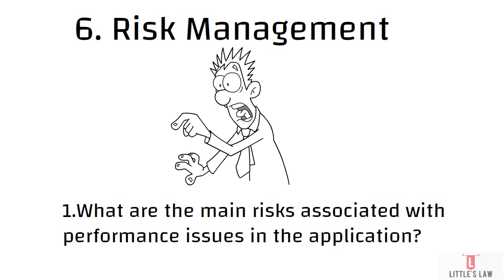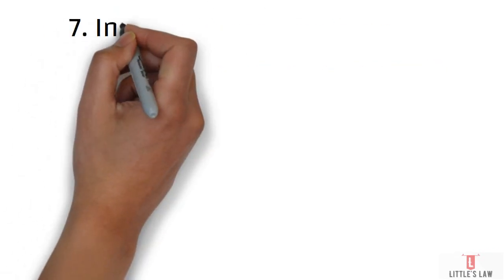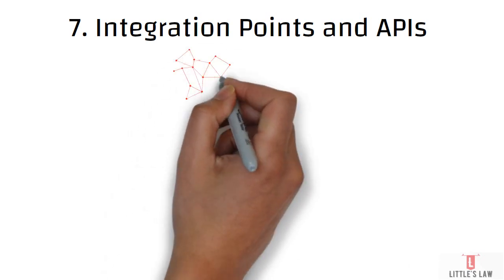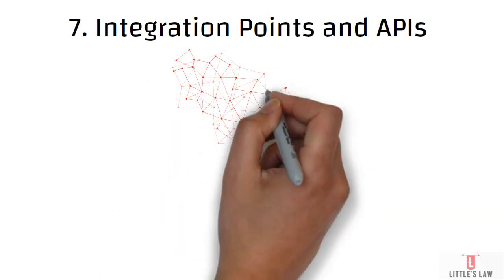Because if the application goes to production with any performance issues, then the goodwill will go down. So it all depends on the performance tester's hand. So you'll have to have control over the risk management.